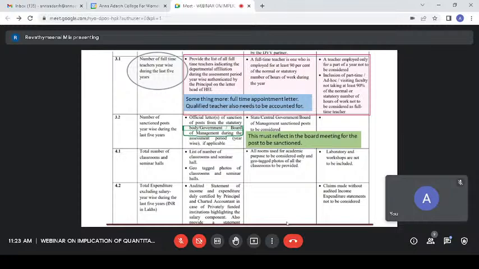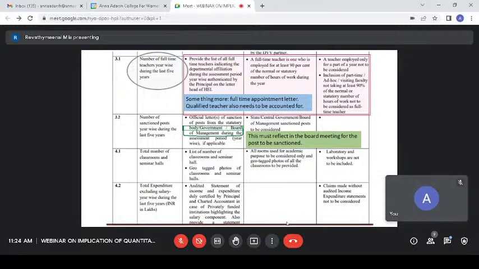Now, who is that full-time teacher? I've deliberately taken this. According to NAAC, the full-time teacher is the one who is employed for at least 90% of the normal or statutory number of work hours during the year. They have given this as the proof. But then what more? A teacher who is employed only for a part of the year is not going to be considered. If we have a teacher who is employed for 6 months, he will not be considered. A part-time teacher will not be considered. An ad hoc teacher will not be considered. A visiting faculty will not be considered.